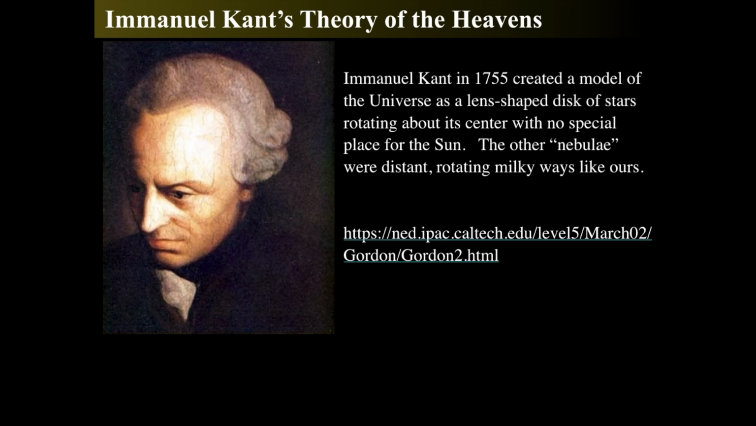And then in 1755, which is prior to this, so we're going to bounce around a little bit in time, Immanuel Kant, a philosopher, looked at Thomas Wright's model of a disk and thought, this seems to be about right. Immanuel Kant said, well, maybe the universe was a disk-shaped lens, a lens-shaped disk, rotating about the center. And the sun was not really any special star in there, and all these other nebulae that were being discovered were rotating Milky Ways similar to our own.